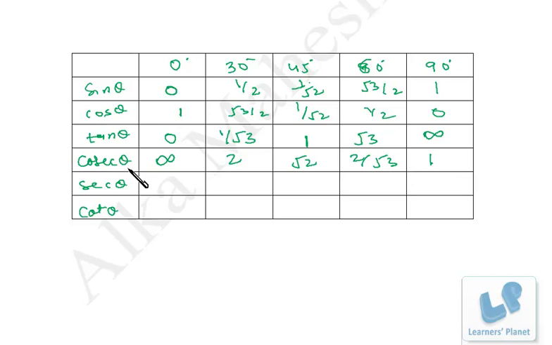Similarly, reciprocal of cos theta is sec theta. So if it is 1, it will be 1. It's 2 by root 3. It's root 2. That's 2, and that's 1 by 0, so that is further not defined. Now cot theta is the reciprocal of tan theta. So if it is 0, it will be 1 by 0, so it's not defined. It is root 3. It is 1. Then 1 by root 3, and 1 by not defined will be 0. Right? So we got the values of all the 6 trigonometric functions when theta is 0, 30, 45, 60 and 90. Right?